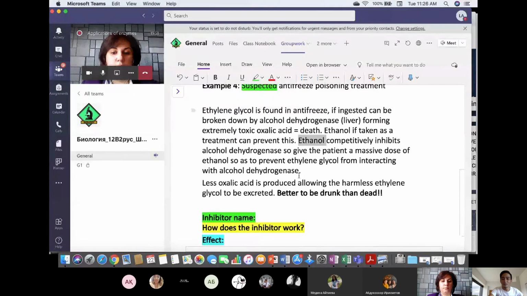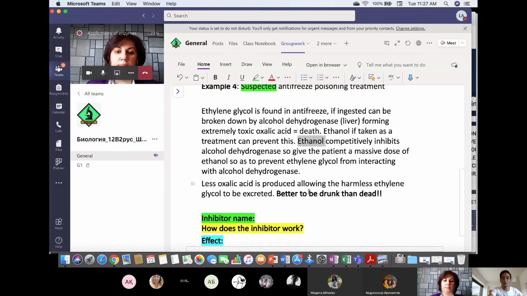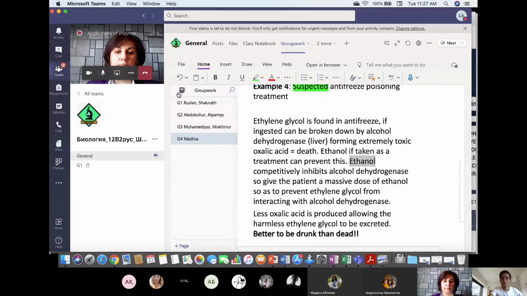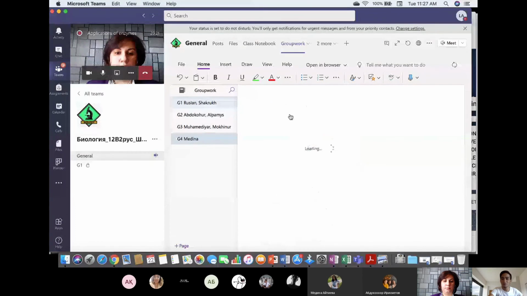Now, ethanol competitively inhibits alcohol dehydrogenase, so give the patient a massive dose of ethanol so as to prevent ethylene glycol from interacting with alcohol dehydrogenase. So the effect would be treating the person from being poisoned by ethylene glycol. That is the effect of ethanol being an inhibitor. All right, so let's look at Ruslan and Shakruk's work.